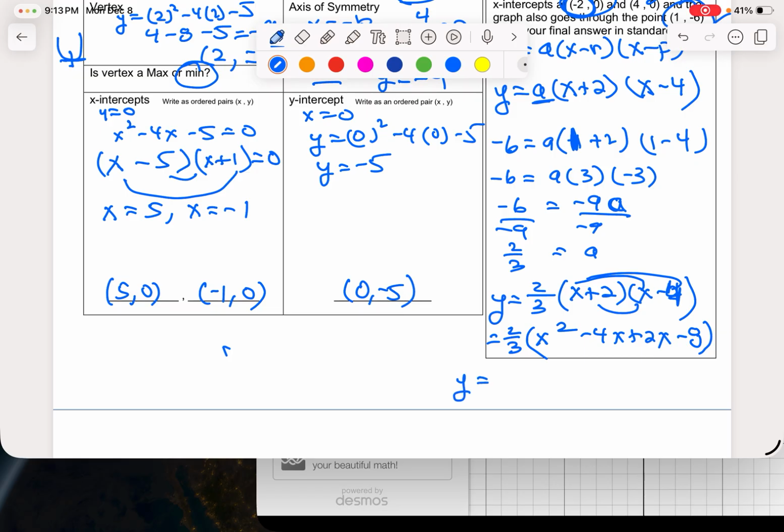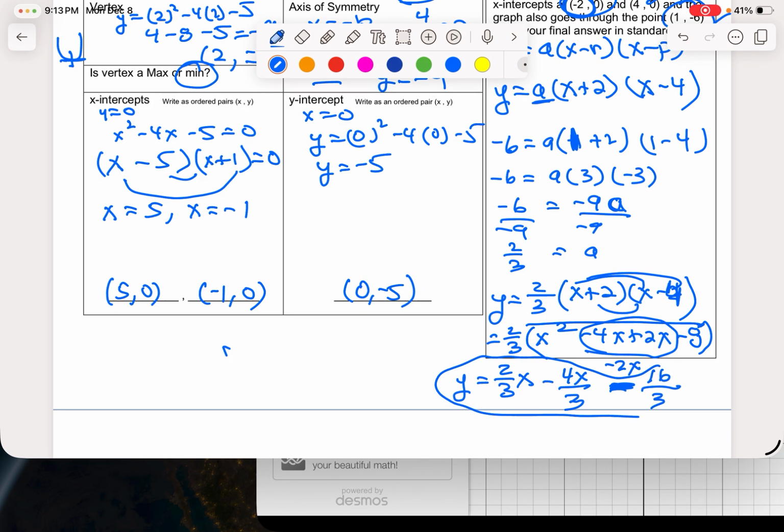So I get y is equal to 2/3 x squared. I got to distribute it to everything. If I combine these two together, I get -2x. If I multiply that by 2/3, 2 times -2 is -4x over 3. If I distribute the 2/3 times -8, 2 times -8 is -16, and then divide by 3. And that is now in standard form.